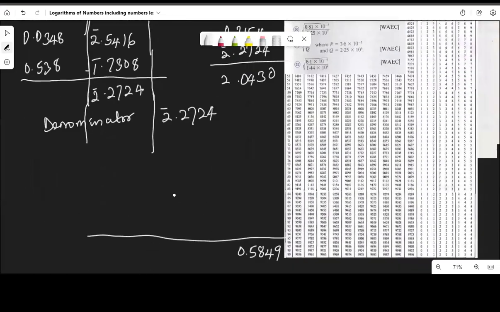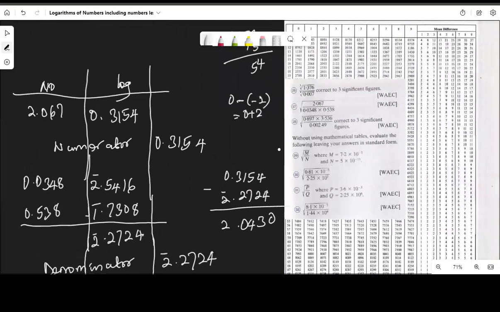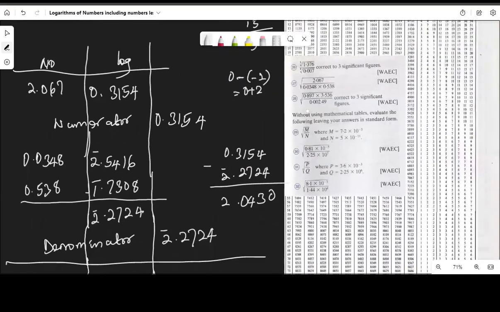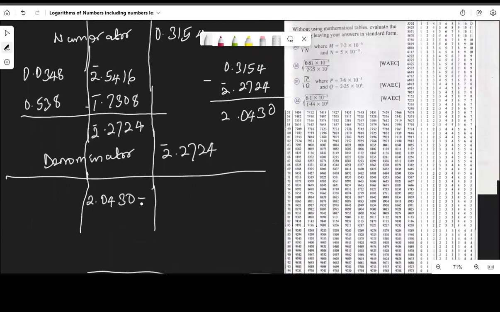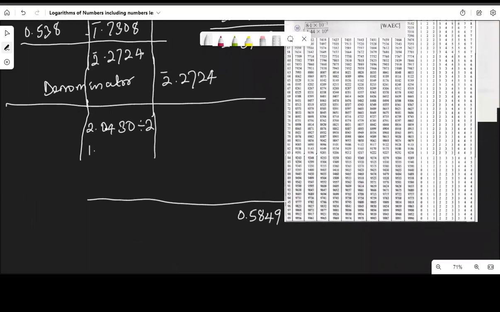Therefore, the difference between the numerator and the denominator is 2.0430. But we are taking what? Is it the square root? Yes, the square root of that number. So because of that square root, we need to divide this by 2. 2 divided by 2 is 1. 0 divided by 2 is 0. 4 divided by 2 is 2. 3 divided by 2, 1 remainder 1. Place the 1 there, that is 10. 10 divided by 2 is 5.